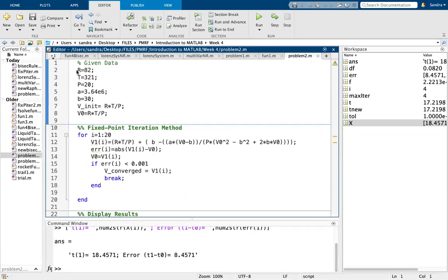First, I've given all the input data: R, T, P and all the values. My initial value will be RT by P, just the ideal gas equation. That is my V0, RT by P.